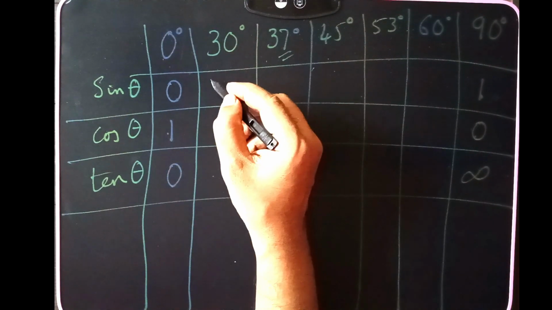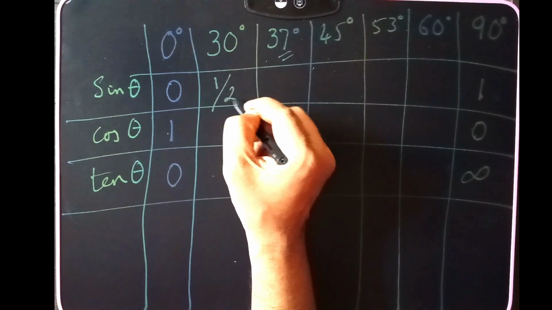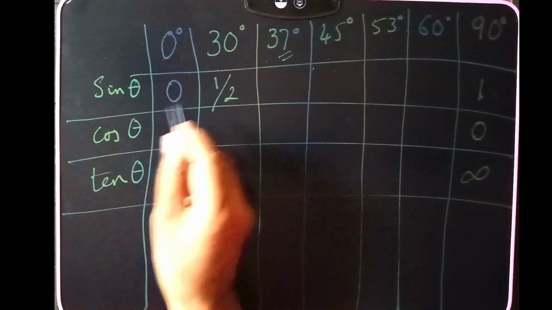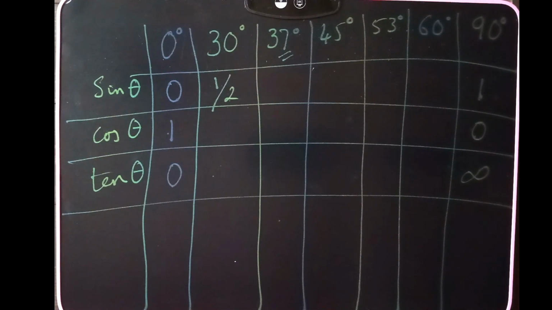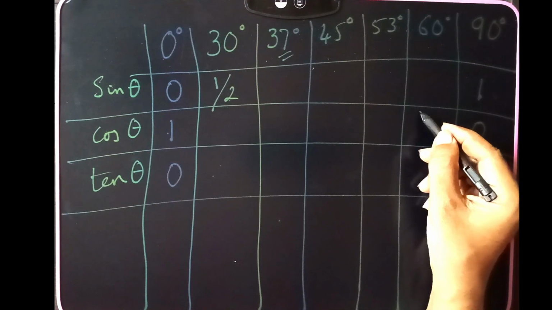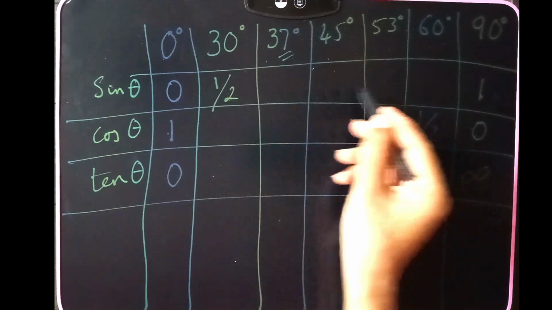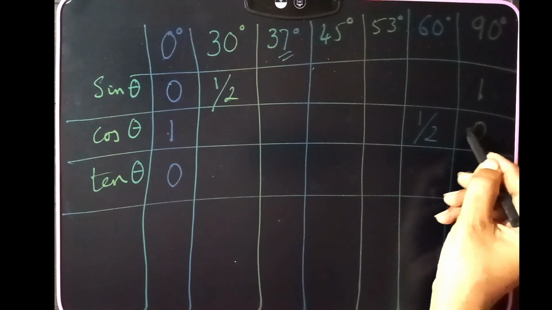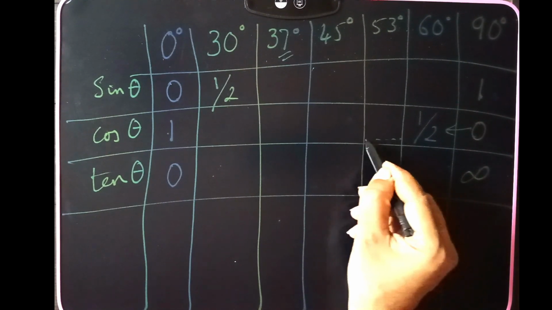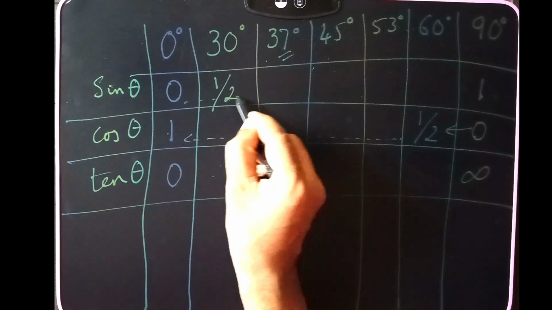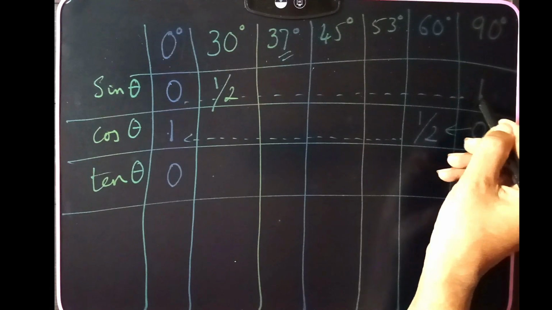Now let us do for sine of 30. Sine of 30 is half. Okay. So because sine of 30 is half, cos of 60 will be half. We know, right? It goes from 0 to half all the way to 1. It's going to go to 1.